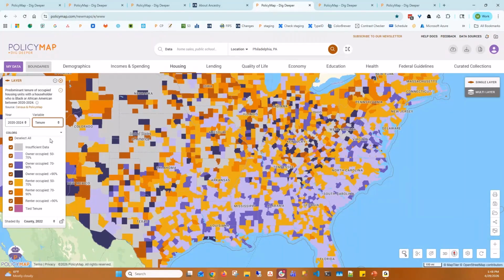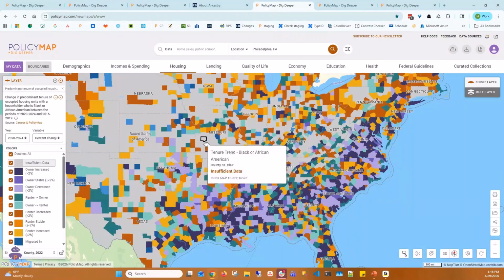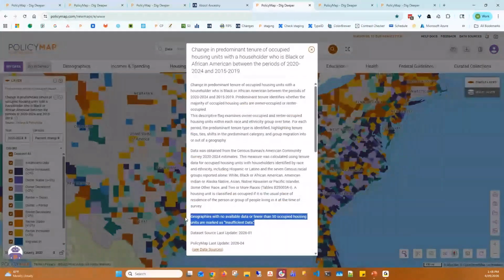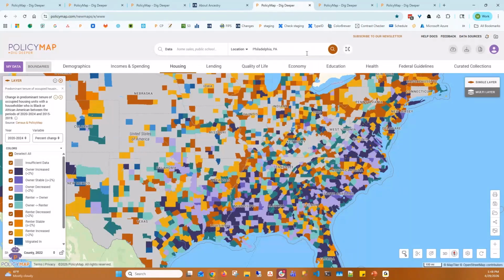So let's go to the percent change, because that's where there's a lot more insufficient data. So part of this specific indicator is we increase the threshold. So basically, if any geography has fewer than 50 occupied housing of householders who identify as Black or African American, we are suppressing that data. So again, making sure that people's identities are secure and safe and non-identifiable is crucial, as well as we don't want to show any data that tells a misleading story.